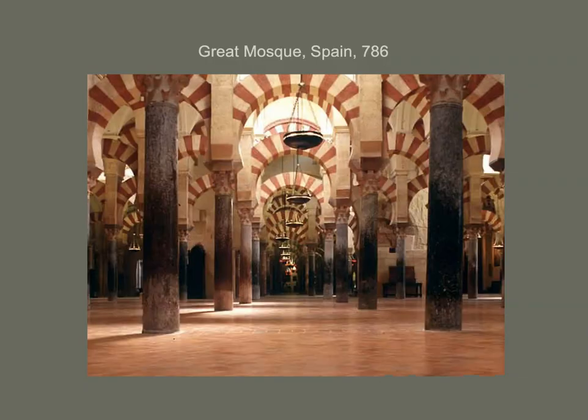Another religious structure is the Great Mosque in Spain from 786. This is the largest prayer hall in Western Islam, and it's created in a hypostyle hall where we have this forest of columns. You can see the columns create a separation of this very large space. And really the columns are there to create kind of individual spaces for worship.